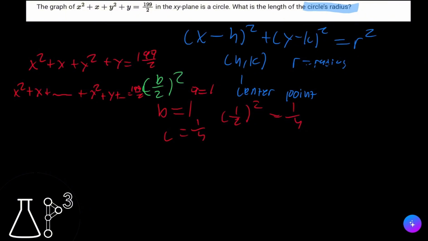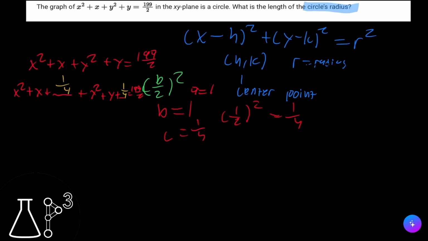And the a value is the number that is in front of the x squared. In this case, we have x squared and y squared. Because there's no number in front of it, it's just 1. So now I'm going to add the 1/4 to both the x and the y value. I'm doing it in yellow. So x squared plus x plus 1/4, and then y squared plus y plus 1/4. But notice how I added two 1/4s on the left side. Whatever I add on the left side, I need to add on the right side.